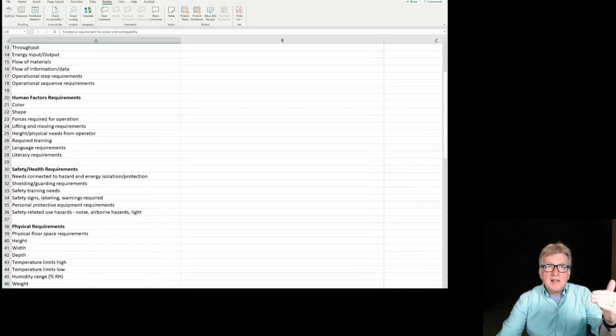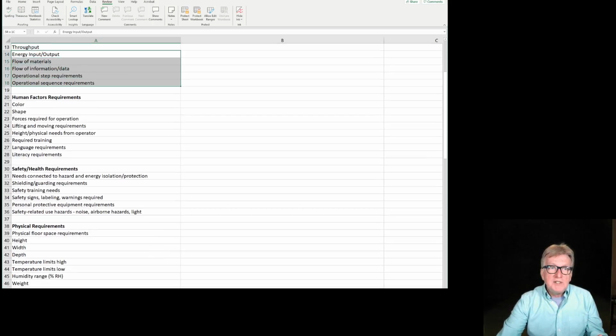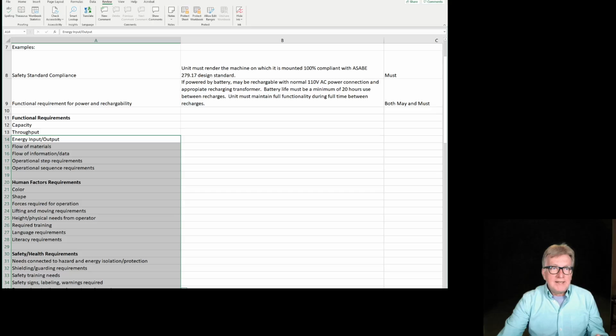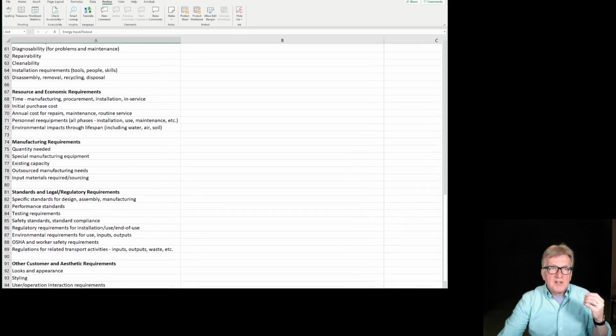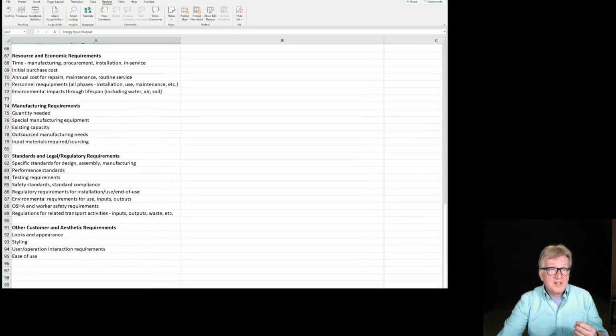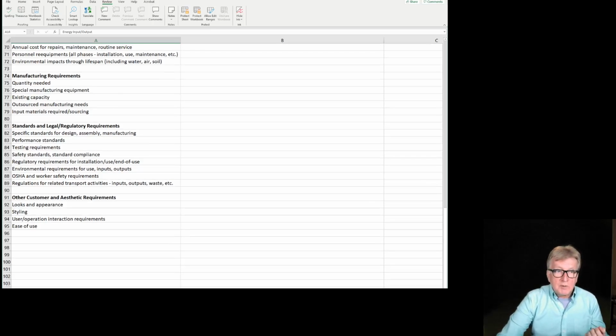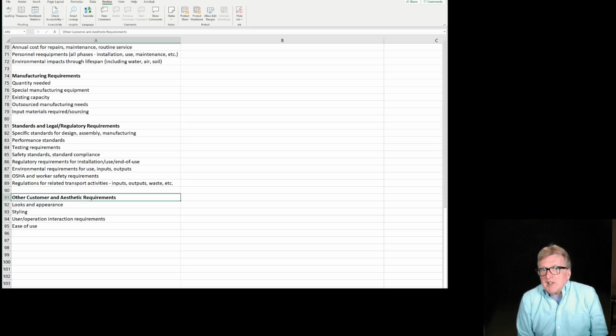And then down in the left-hand column are all of these specifications that you really do need to think about and consider. Again, everything from functional requirements, human factors, safety and health, physical requirements, reliability, life cycle, resource and economic requirements, manufacturing, standards and legal or regulatory requirements. And then this last one is other things that the customer might like. Things that might be good based on looks or appearance or style or aesthetics. So you can use this when you do your homework to spur your memory, to help you to think about and brainstorm, what are the specifications going to look like on your project? And that's what's really important, is you begin to think about these specifications with respect to your project.